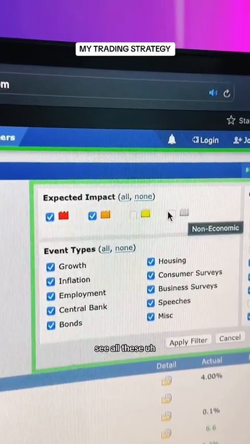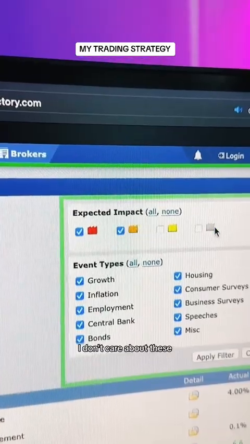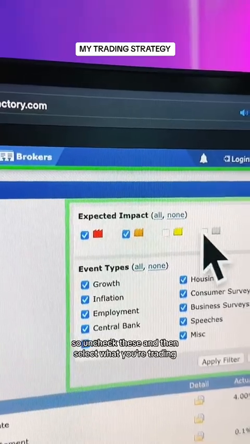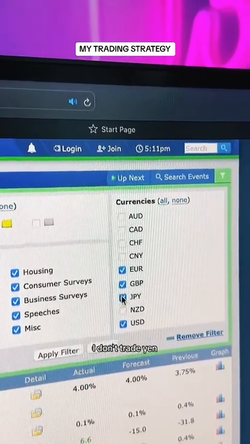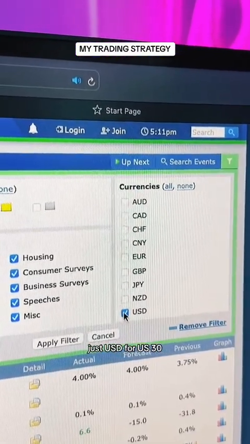See all these folders right here indicate how much it will affect the market. I don't care about these, I don't care about these, just these and these. So uncheck these and then select what you're trading. I don't trade yen, don't trade pound, don't trade euro, just USD for US 30.